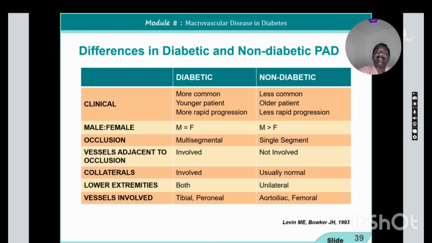Occlusion is multi-segmental in diabetic individuals. In a non-diabetic it is a single segment. Vessels adjacent to the occlusion are involved in diabetes, but not in non-diabetics. Collaterals are involved in diabetics, whereas collaterals are usually normal in non-diabetics. Both lower extremities are usually involved in diabetic individuals, whereas in non-diabetics it is usually unilateral. The vessels involved are the tibial and the peroneal in diabetics, whereas the aortoiliac and the femoral are involved in non-diabetic individuals.